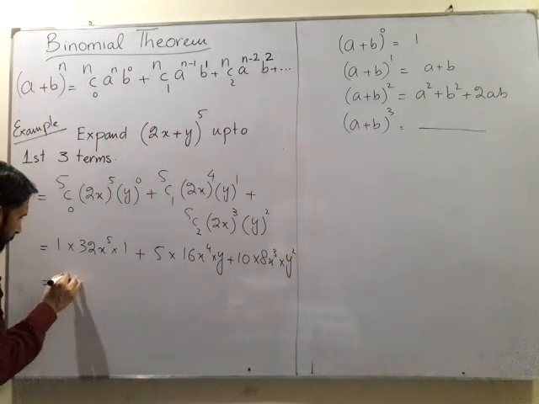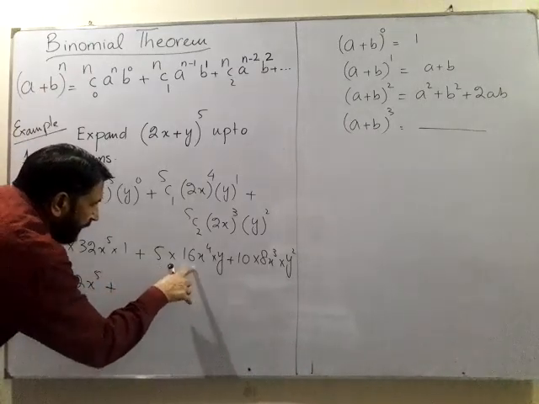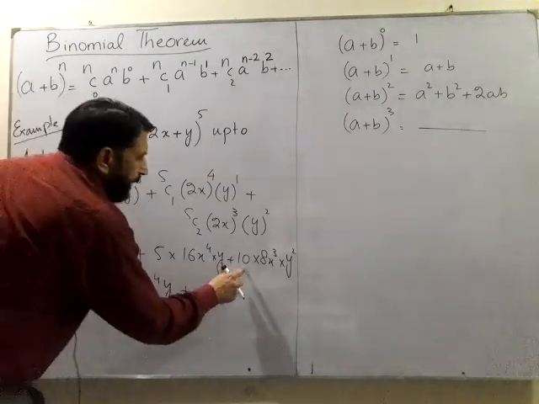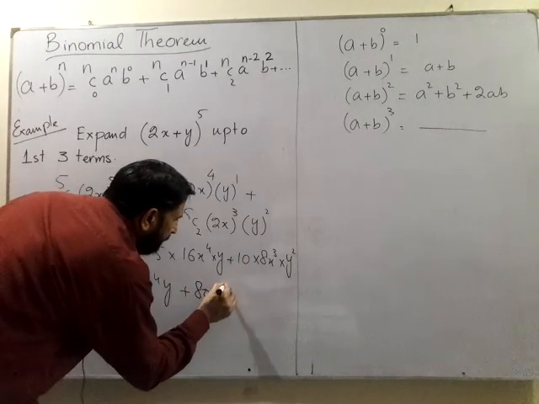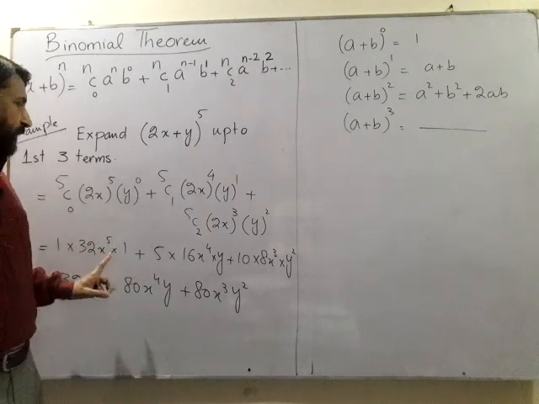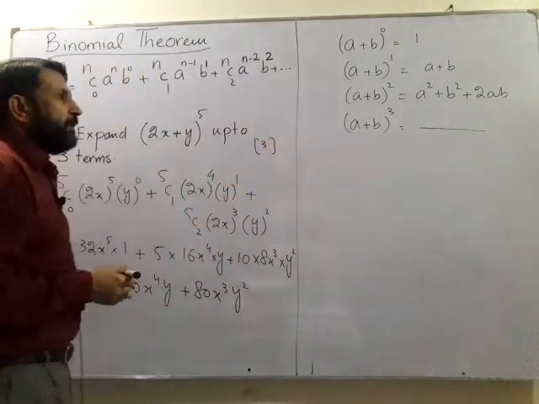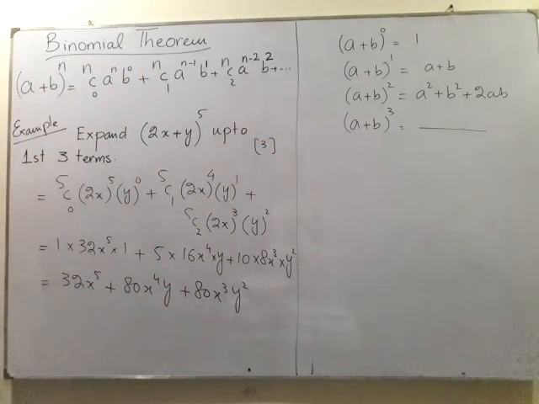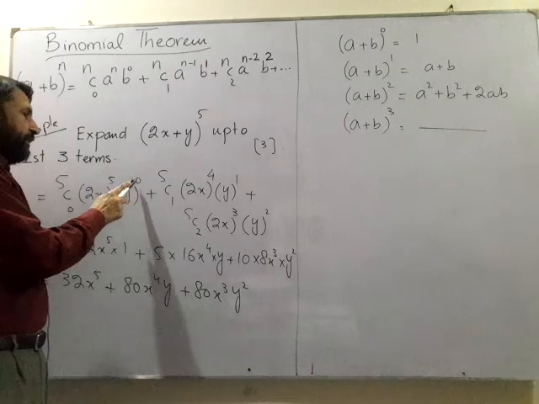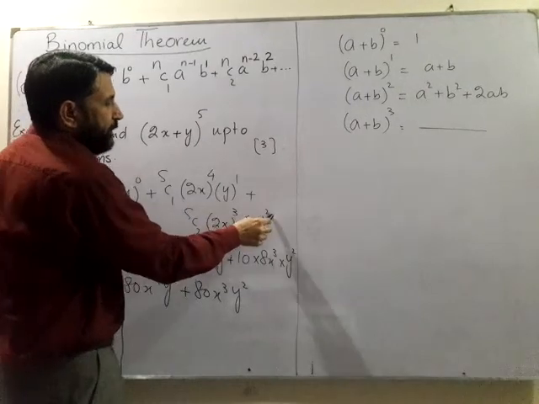Now after the simplification we reach the answer: 32x^5 + 5 into 16 is 80x^4 y + 10 into 8 is 80x^3 y^2. The expansion is done, and if this question comes in the examination, it normally carries 3 or a maximum of 4 marks, not more than this. We need to see one specific thing here: if we add the powers, 5 plus 0 is always 5, 4 plus 1 is 5, 3 plus 2 is 5.